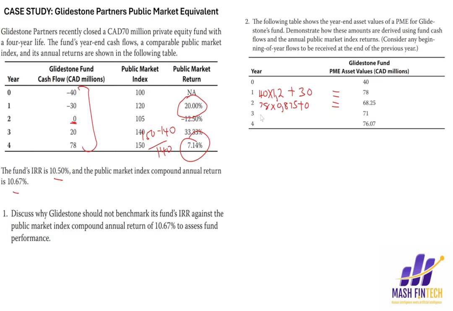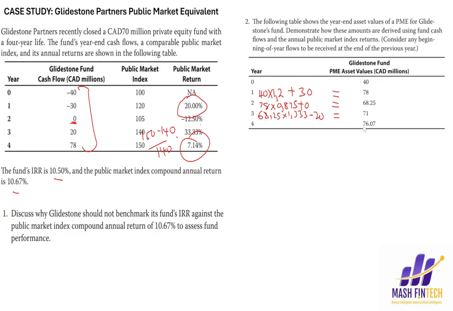Then when you get to the third year, you take this 68.25 that we have now, 68.25. Then you multiply by what? Look at the return, 33%. It has gone up again. You multiply by 1.33, 33%, right? And then you're going to subtract 20. You're going to subtract 20 here. Subtract this 20. And then you get 71.